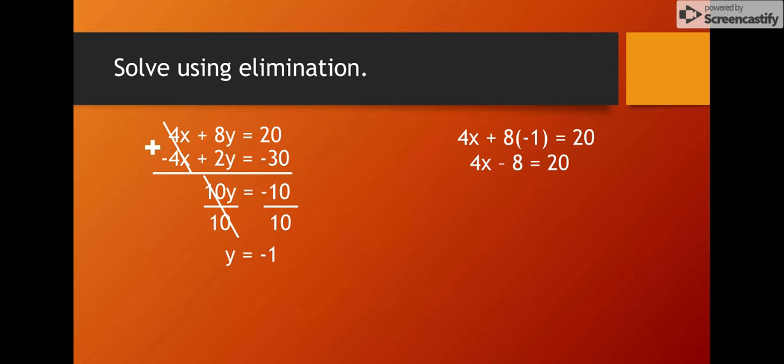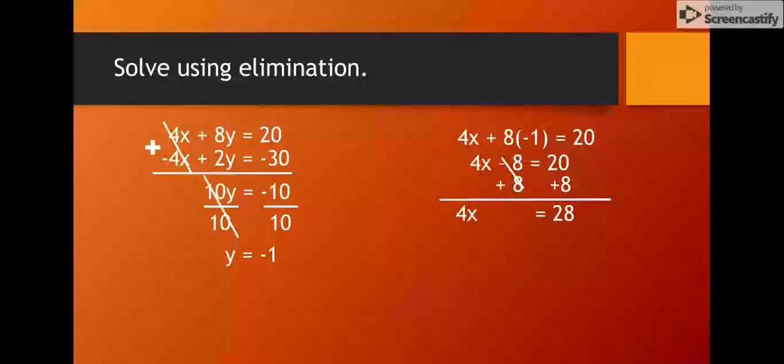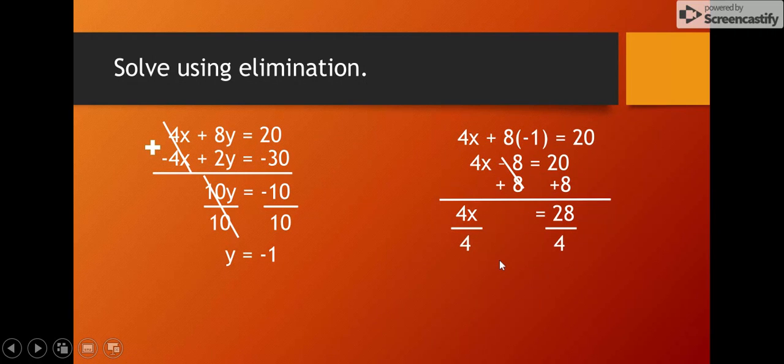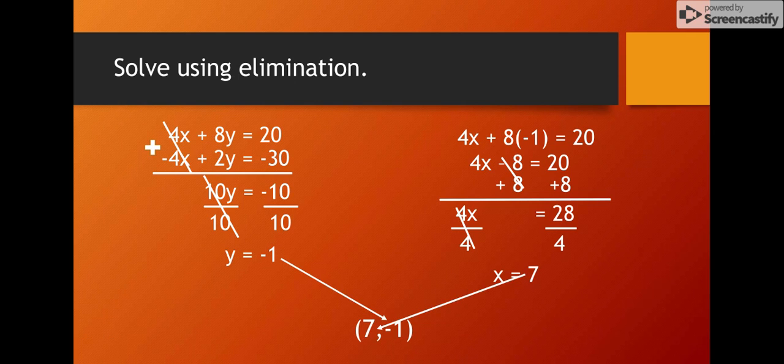Okay, so the next thing I need to think about is getting the x by itself, right? Because I'm solving for x. I need to get rid of a negative 8 or a minus 8. How do I do that? I add 8 to both sides. So that my 8's will cancel on the left, and 20 plus 8 is 28. I'm going to bring down that 4x. And then I need to get x by itself, so I'm going to divide by 4 on both sides. So I'm left with x equaling 7. Remember, you're writing this as x comma y, so my final answer will be 7 comma negative 1.